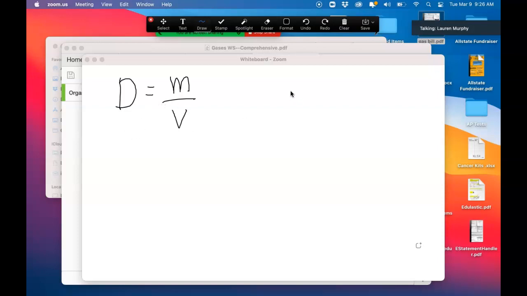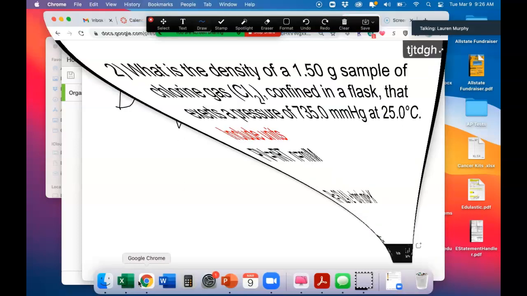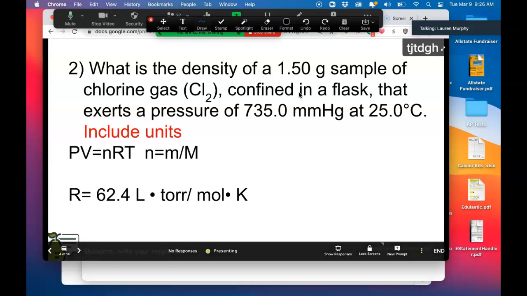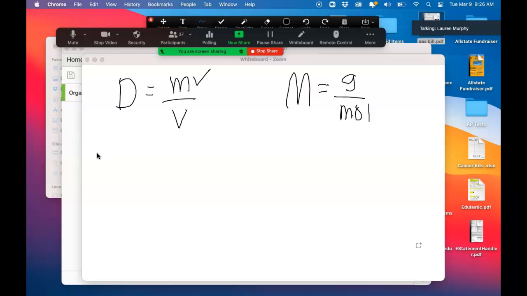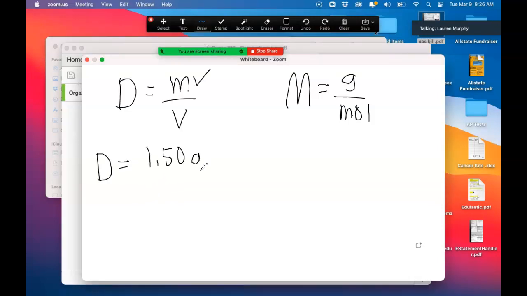So kind of like molar mass is grams per mole. Well, grams is mass, right? So if you have mass and you can find volume, you can take the mass and divide by volume. I gave you mass in the problem. The mass of the gas is 1.50 grams. So I have the mass, and I just need to get the volume, and then I could find density.